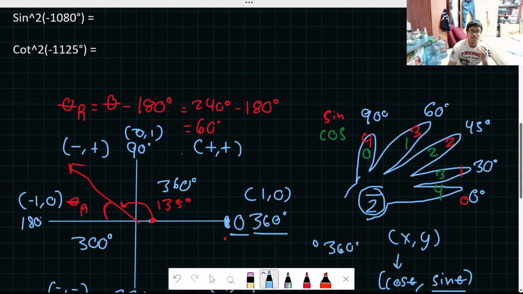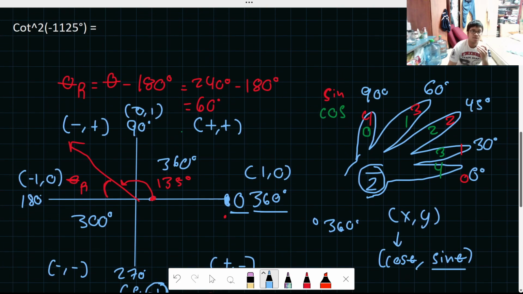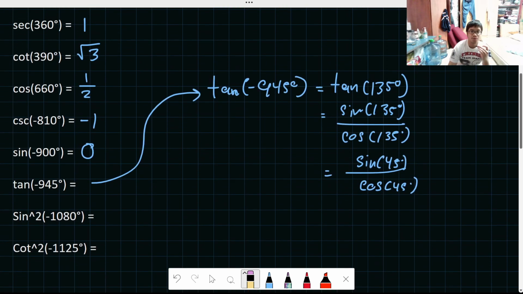Now, you get the reference angle, but we must consider its location. Remember that in the ordered pair, your x here is negative, while your y here is positive, and your x is cosine and your y is sine. So your sine is positive, but your cosine would be negative, because 135 degrees is located in the second quadrant. If you're going to get its reference angle, don't forget to put the negative sign.